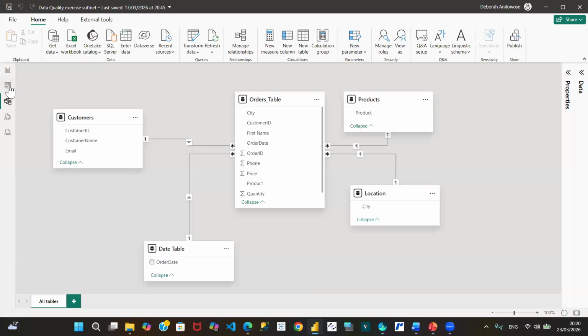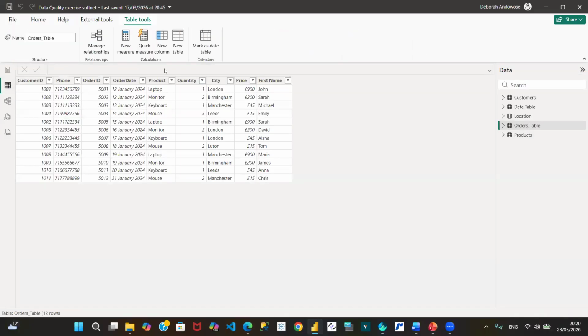If we look at this in the table view, each of these is a column, an attribute, or a field. You can call it a column, you can call it a field. Customer ID is one field, phone is another field or attribute. Each row is a record. If you look at this on a row, that's a complete record of an order that is made by a customer.